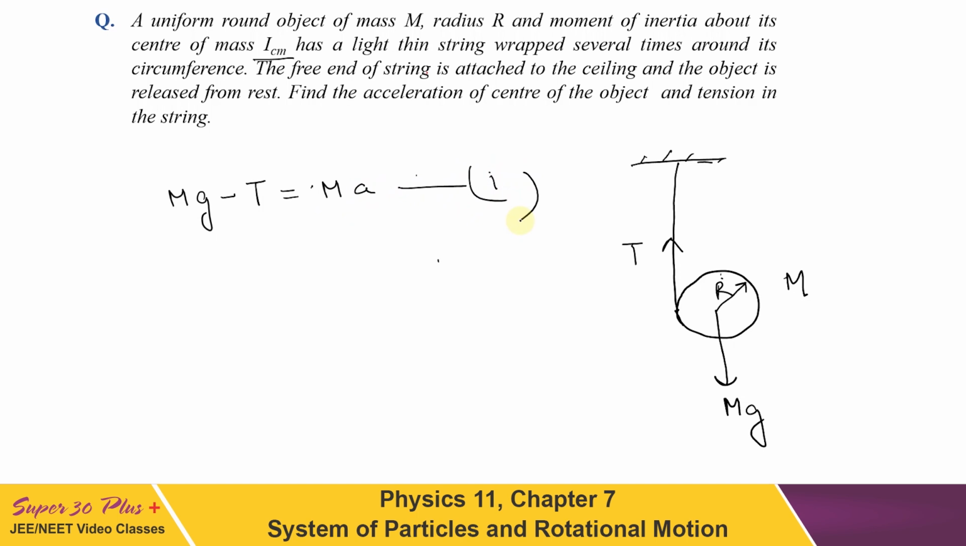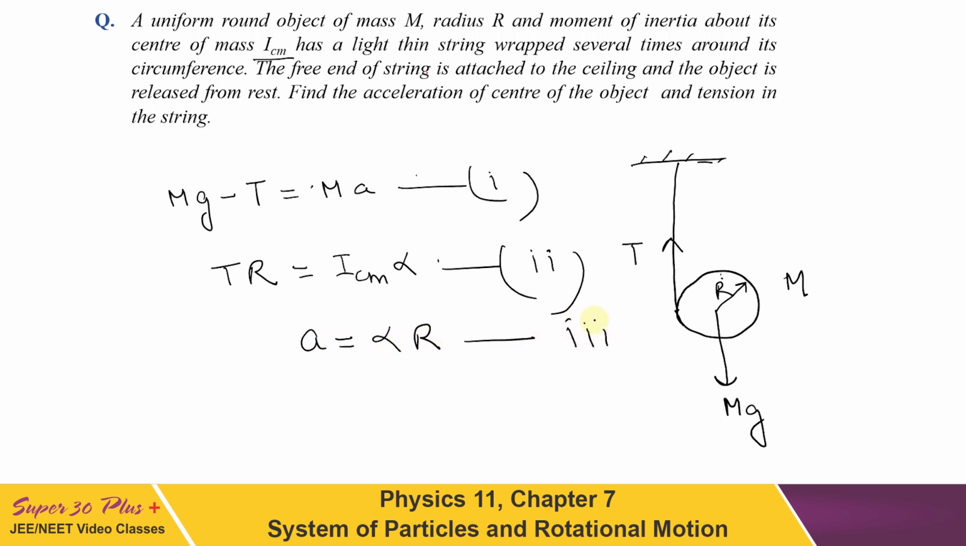Now if I write for rotation, as you can see, mg cannot produce any torque. It is passing through the center of mass itself. So the equation will be TR is equal to ICM alpha. This is equation number 2. One more condition we can write, because there is no slipping associated, so we can always write a is equal to alpha R. This is our equation number 3.